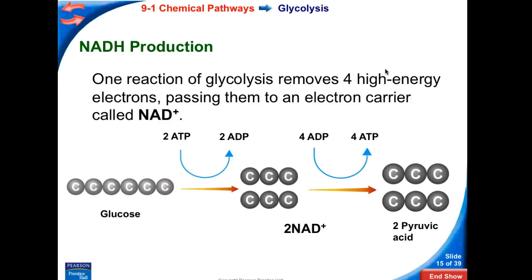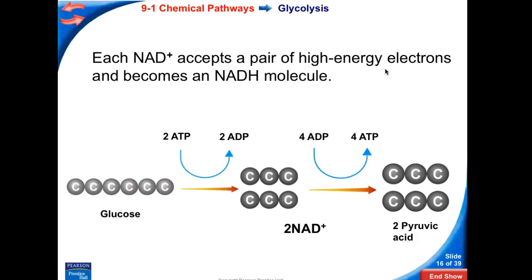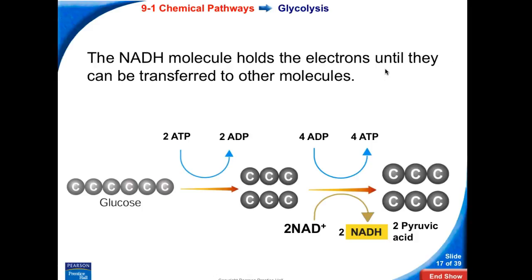You also produce a molecule called NADH. One reaction of glycolysis removes 4 high-energy electrons, passing them to an electron carrier molecule called NAD+. Each NAD+ is going to accept the pair of high-energy electrons to become a molecule of NADH. The NADH molecule holds the electrons until they can be transferred to other molecules. Ultimately, that we're going to see in the electron transport chain.